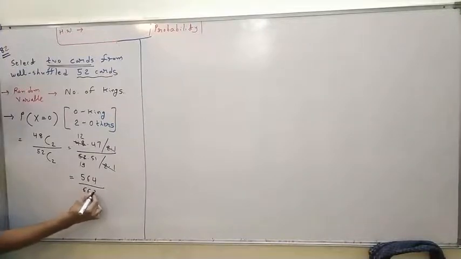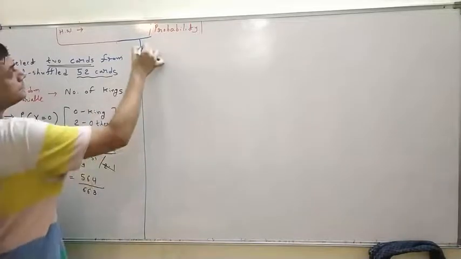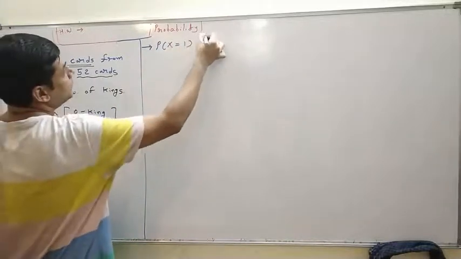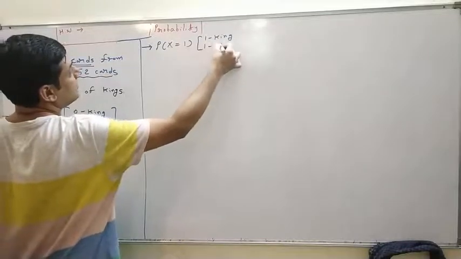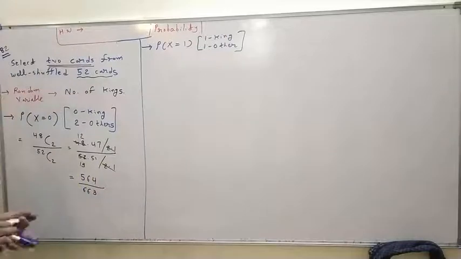That is 663. Yes, that is 663. So 564 upon 663. Next, P of x is equal to 1. Means in the selection there is one king and one other card.